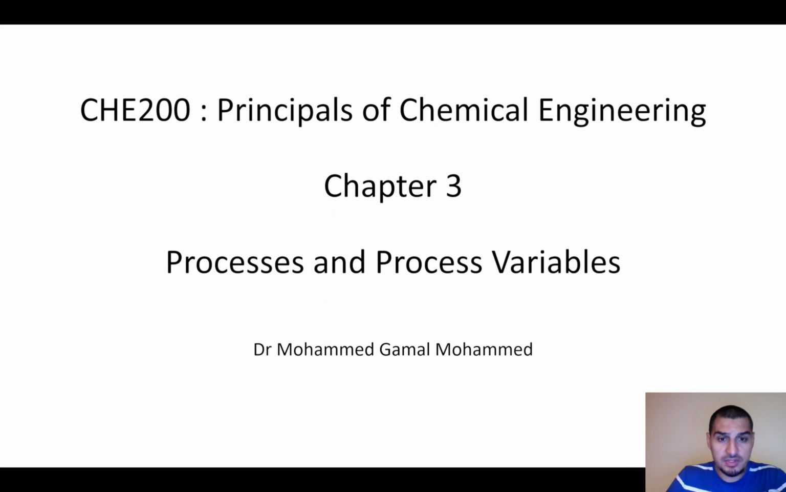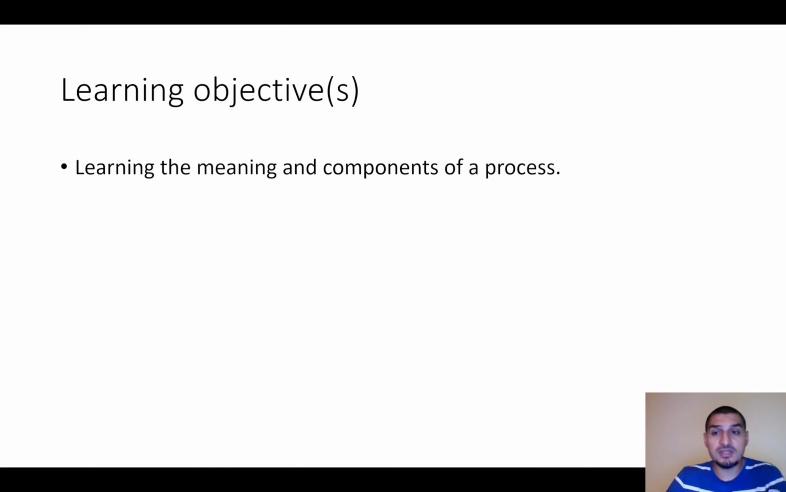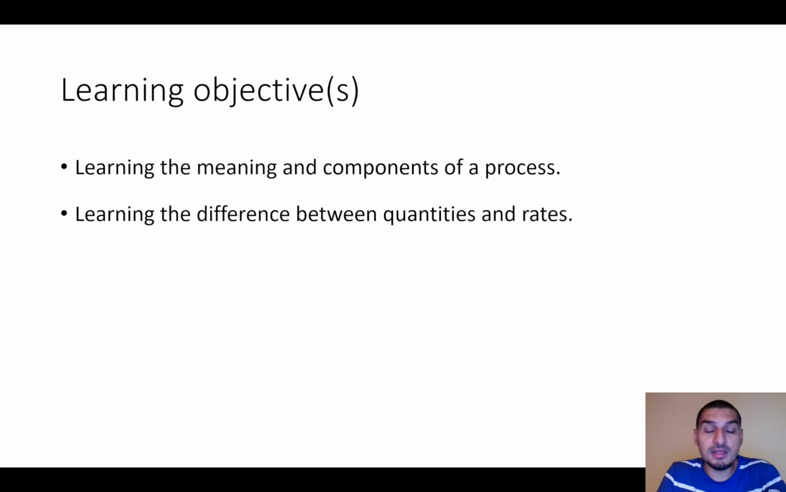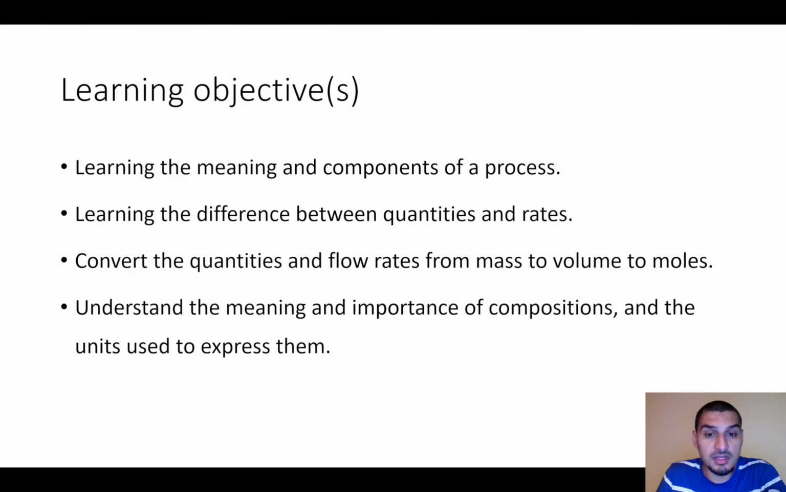So for this chapter, the main objectives that we want to achieve is to learn the meaning of a process and the components of a process. This is a very commonly used word in chemical engineering, which is the word process. So we will be talking about this word in details. We will understand what are the components, how can we define it, and later we will be talking about the difference between quantities and rates, which is a very important thing. Then how to convert quantities from mass to volume to moles, and understand the meaning and importance of composition.